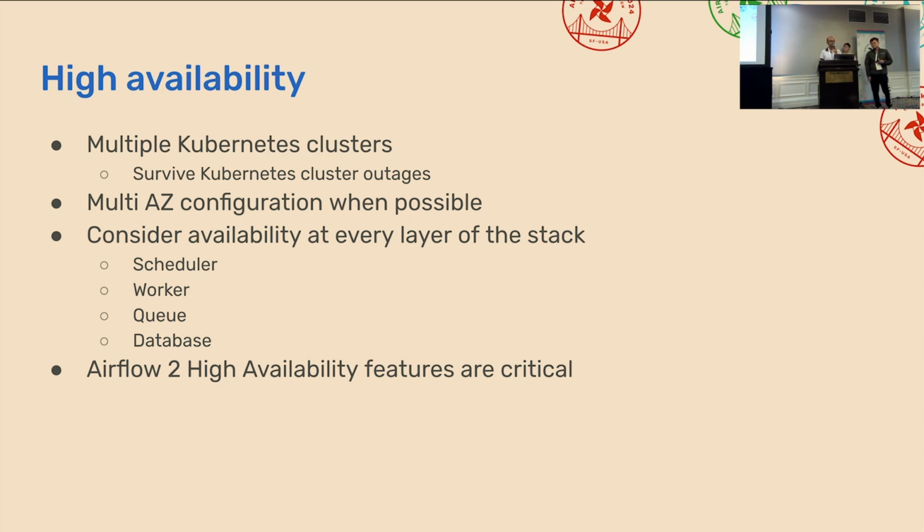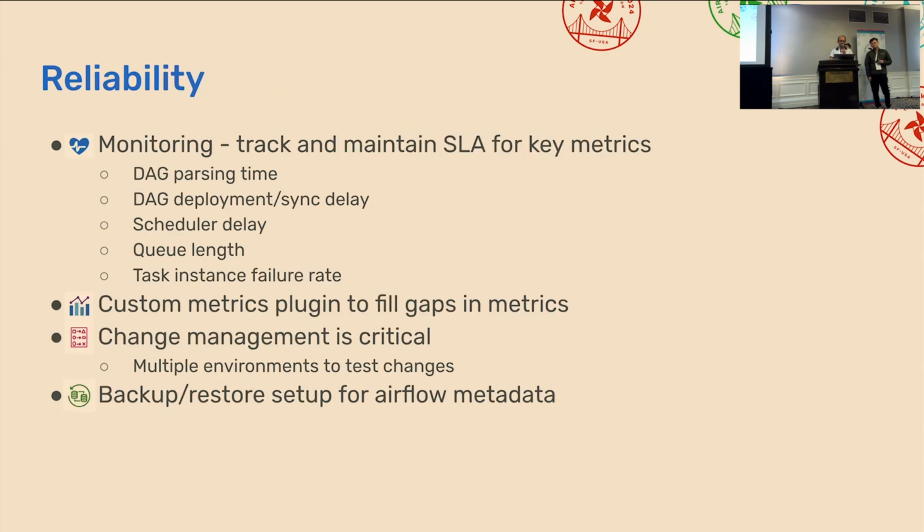In general, we consider availability at every layer of the stack. The scheduler, worker, database, all of them are running across multiple AZs. We also leverage SQS, which provides multi-AZ availability out of the box. And of course, Airflow 2 features for high availability, which support multiple scheduler pods running, are also very critical.